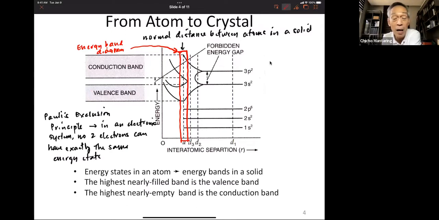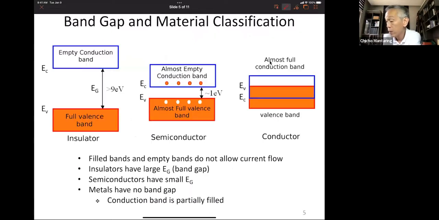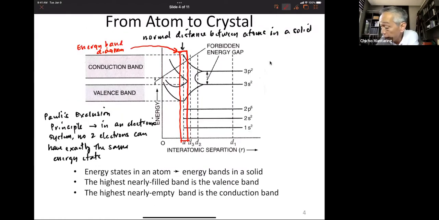It is because of the binding in the valence band that the solid is actually formed. So again, this is your energy band diagram. We're only taking a look at the energy profile at the normal distance between the atoms in a solid. The top is your conduction band and the bottom is your valence band.